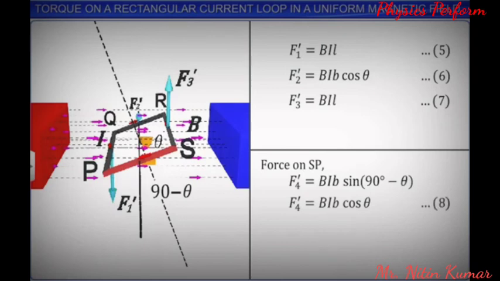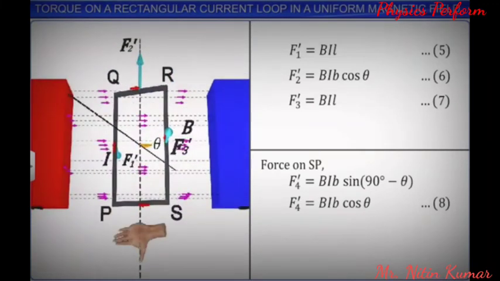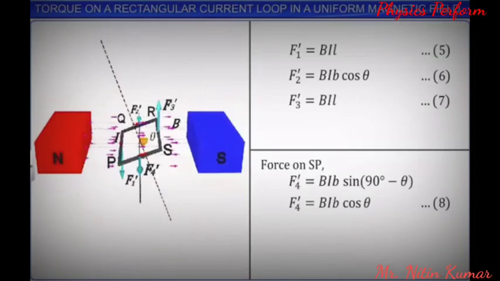The direction of force F4 dash is obtained by using the right-hand rule. When the four fingers of a stretched right hand curl from the direction of current in SP towards the direction of magnetic induction B, the thumb indicates the direction of the force on SP. Thus, the force F4 dash acts perpendicular to the plane containing I and B, outward of the loop along its axis of rotation.